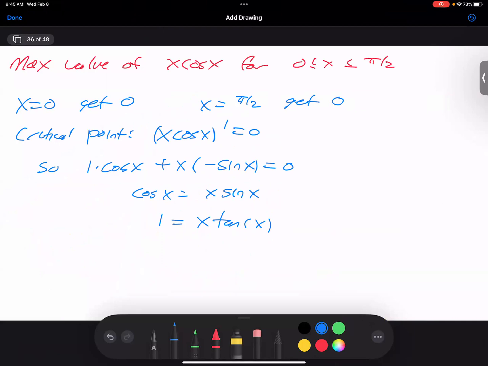Trying to solve 1 equals x tangent of x, that's not easy, right? We can try to approximate that. And then once we get that, we get some value, say x critical, that satisfies 1 equals x tangent x. So then the maximum value is x critical cosine x critical. And if we feed that in, we would get a better upper bound for what things could be.